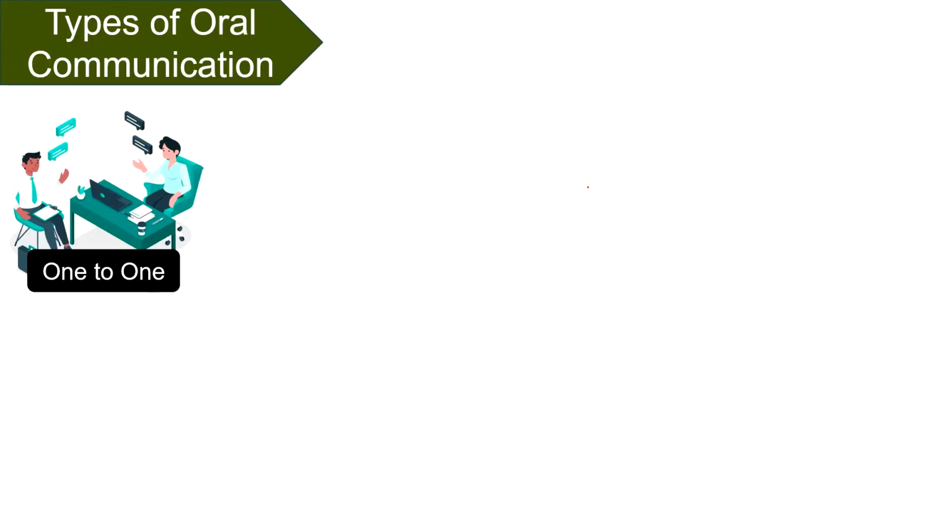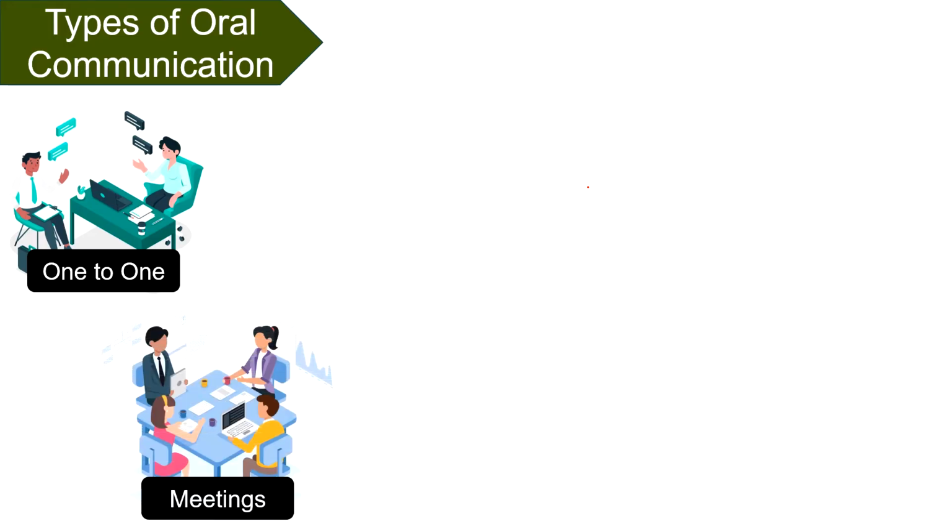Moving on to the types of oral communication. One-to-one communication. It represents the fundamental form of communication between two or more individuals, involving interactions among friends, co-workers, superiors, subordinates, and more. These conversations can occur across personal, professional, or casual levels.